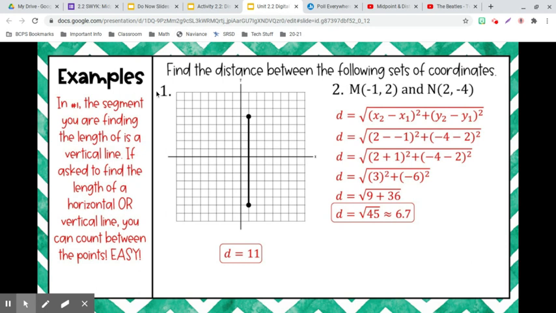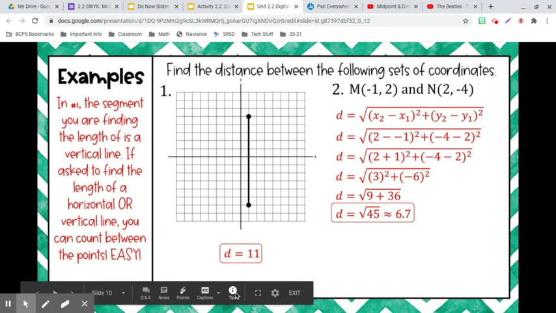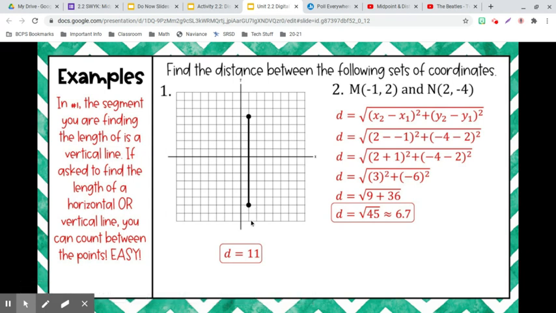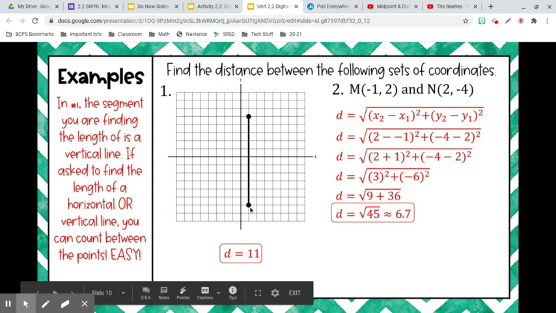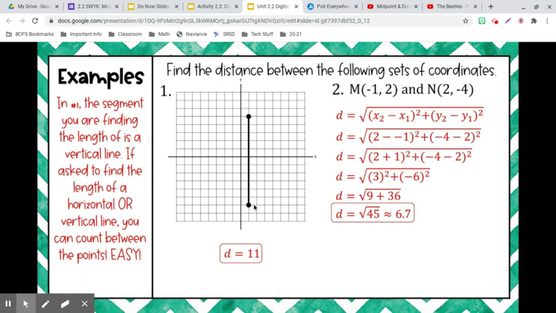So some examples. It says find the distance between the following sets of coordinates. So number 1, here's a fun fact. If a segment that you are finding the length of is a vertical or horizontal line, you can literally just count between the points.